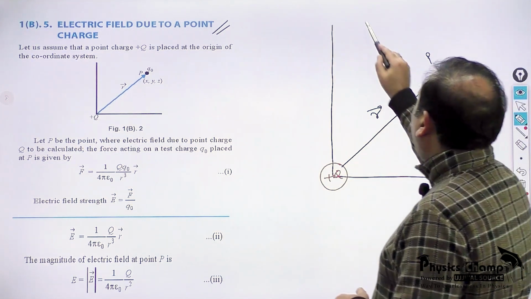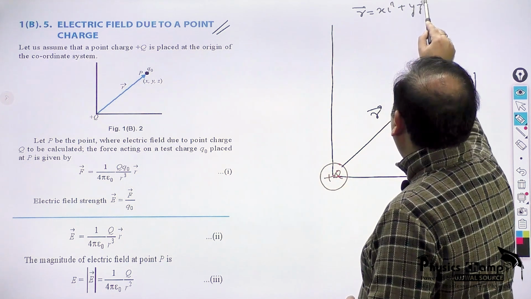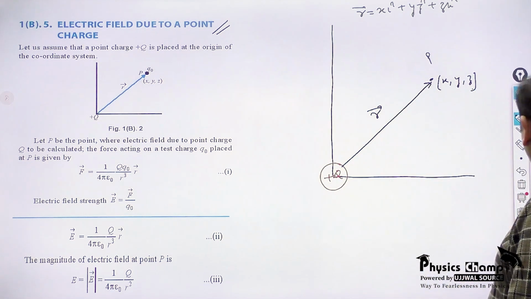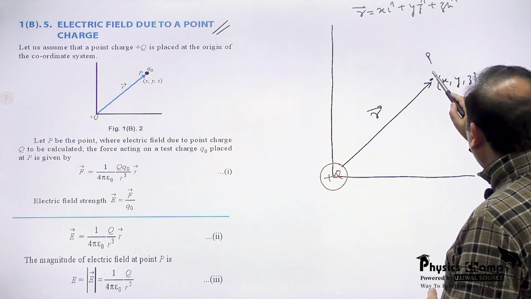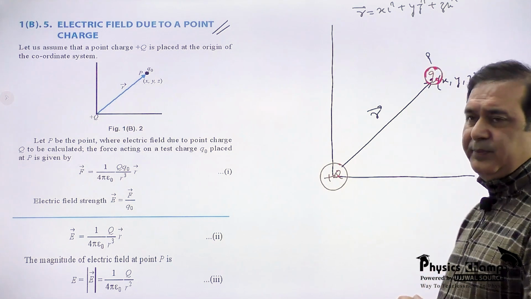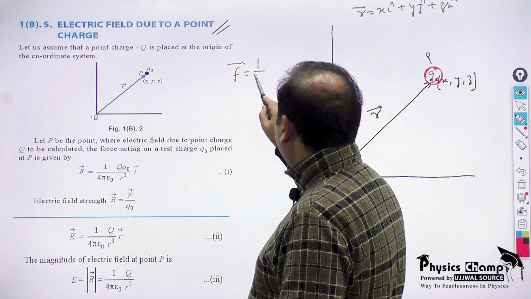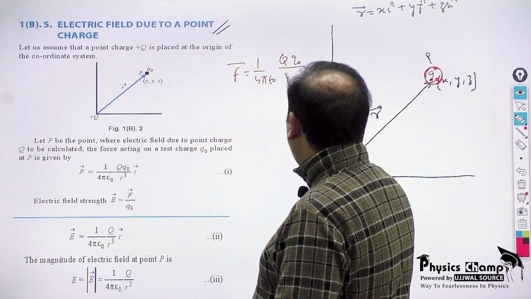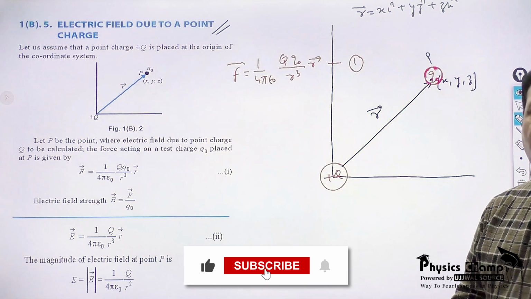If I say r vector is represented as xi plus yj plus zk, now we want to find what is the electric field intensity at point P. In order to find the electric field intensity at point P, we introduce a test charge. The force which will act on this test charge will be 1 by 4 pi epsilon naught q naught by r cube into r vector. That we have done in Coulomb's law.